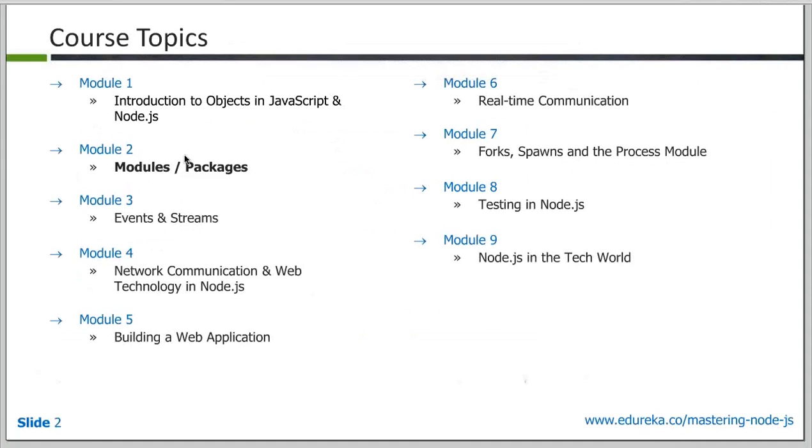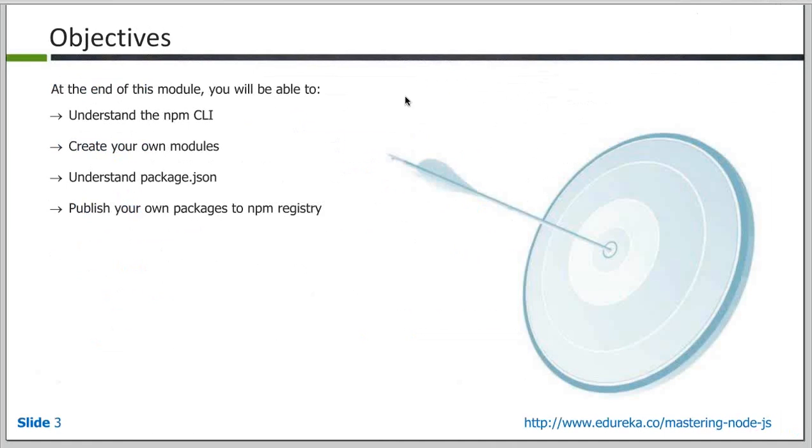So we are in the second module of the complete course, modules and packages. By the end of this topic, you'll be able to understand the NPM CLI. When working with Node.js, you'll be hearing the word CLI a lot. CLI in simple terms stands for command line interface. As you have seen already, most of the stuff we do with Node.js is command line oriented. So we'll be building our own command line instances, our own modules.